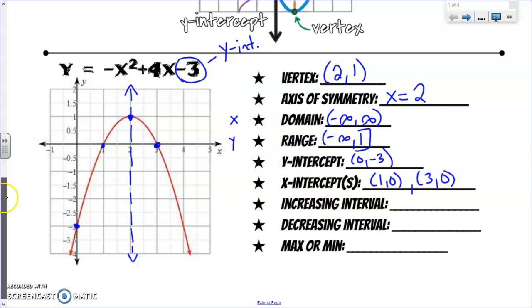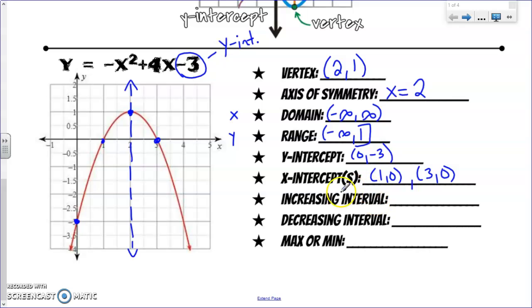So let's talk a little bit about the increasing interval. This is always going to be x values. The interval is always going to be your x value. So I read x left to right. So if I'm over here from the left, coming from negative infinity to the vertex, is this increasing or decreasing? Increasing. So from negative infinity to 1 with a parenthesis, and I'll explain why in a minute, that is increasing. So that's the interval.